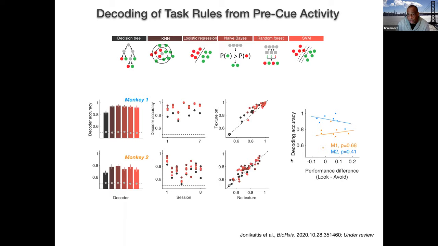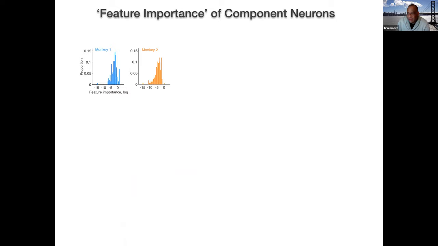A number of previous studies found evidence that subpopulations of neurons within visual cortex may be engaged differently during selective attention and working memory. So we also asked if the rule signals we observed in each session might be driven disproportionately by distinct subsets of neurons. To test that possibility, we took advantage of the feature importance coefficients yielded from the decoding analysis. These coefficients scale the influence of each of the component neurons in the population on the decoder's performance. And as expected, in each session, the distributions of feature importance were broad, indicating that particular neurons contributed disproportionately to encoding task rule.